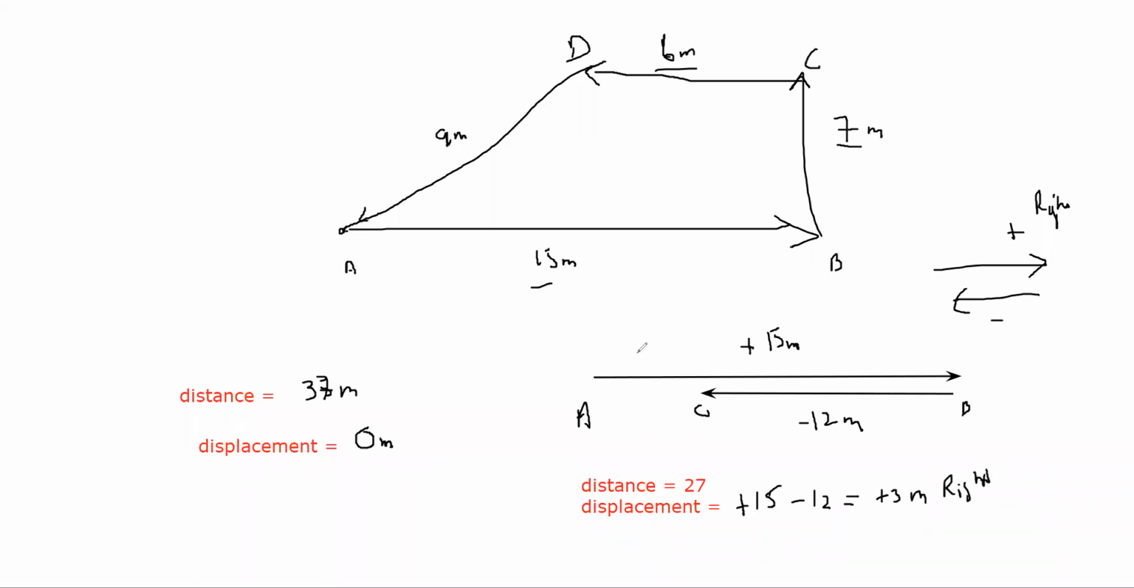Is this example clear? Because displacement is a vector quantity. For a vector quantity, if the directions are opposite, one we represent by a positive, the other by a negative. So this displacement from the starting point is equal to 3 meters, and with what direction? It is towards the right-hand side. Is the concept of distance and displacement clear?